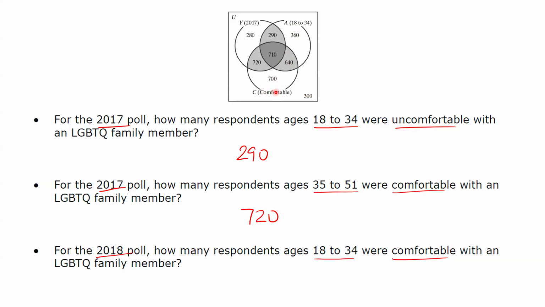Okay. We want respondents 18 to 34. So that needs to be within this circle. So that would either be 360 or 640. And these respondents are comfortable. So we need to choose the value that's contained within the subset of being comfortable, which is 640. Awesome.